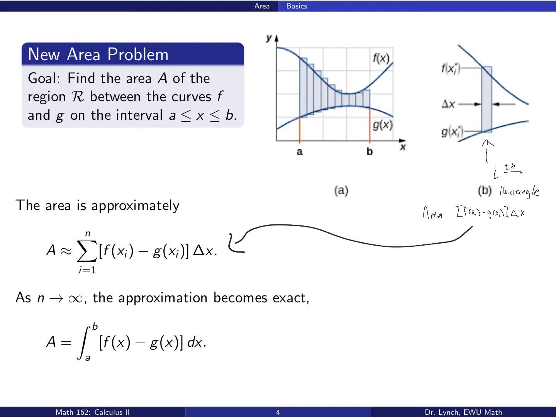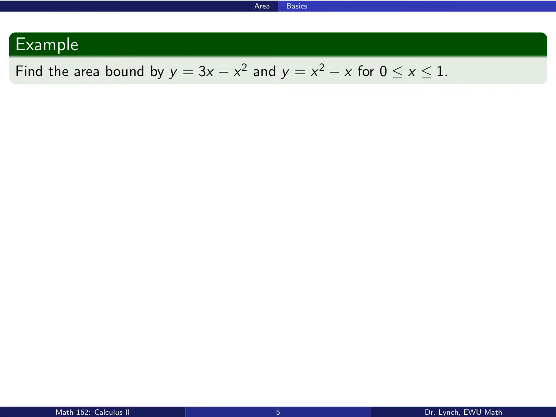Okay, so illustrating this strategy with a specific example, we'll try to find the area bound between two curves, y equals 3x minus x squared and y equals x squared minus x over the interval from 0 to 1. So this problem is framed exactly as the motivating example, namely find the area between f and g on the interval from a to b.